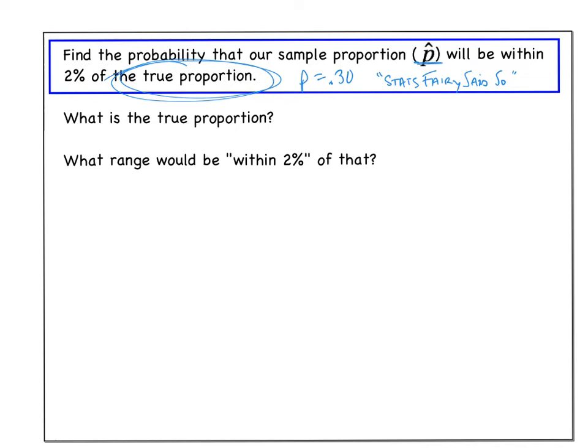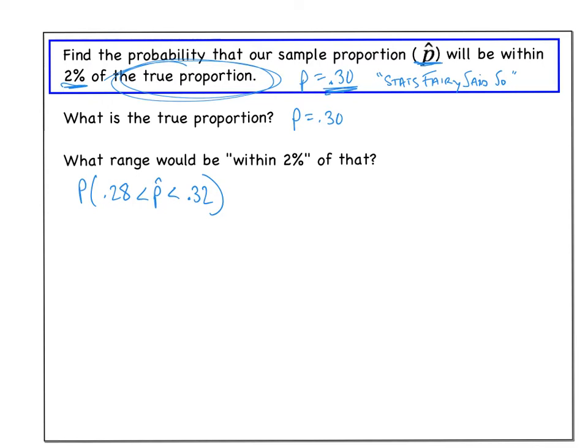So we want our p hat to be within 2% of 30%. Okay, so I'm going to write this here. The true proportion was 0.30. What range would be within 2% of that? So 2% below 30% would be 0.28, and 2% above 30% would be 32%. So my sample proportion is going to be somewhere between 0.28 and 0.32.